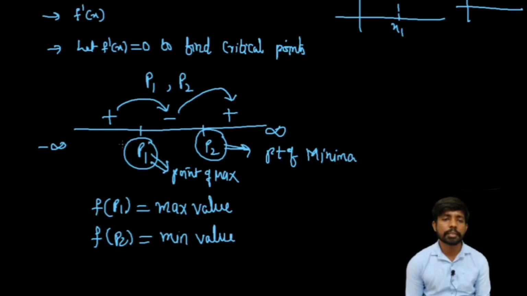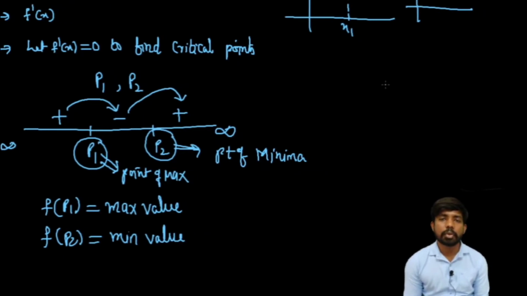Here, where is the maxima? At P1 we can say maxima. What is the maximum value? f of P1 is the maximum value. In the same way, where is the minimum? At P2. What is the minimum value? f of P2 is the minimum value. Clear? Next, if the slope is jumping from positive to negative, this is a condition for maxima.